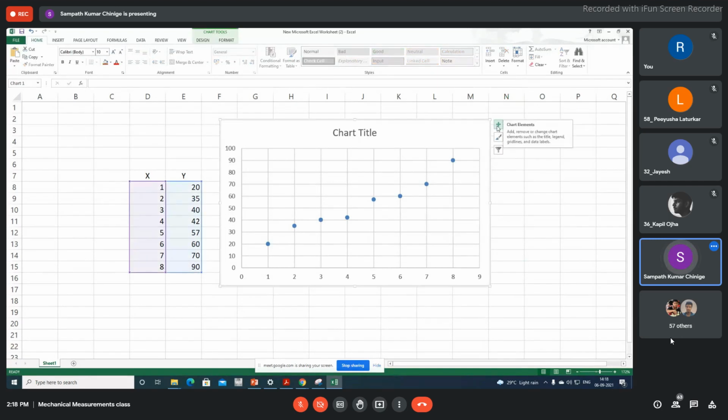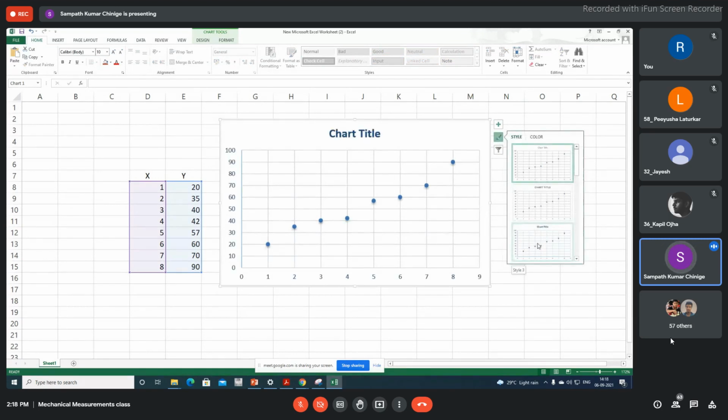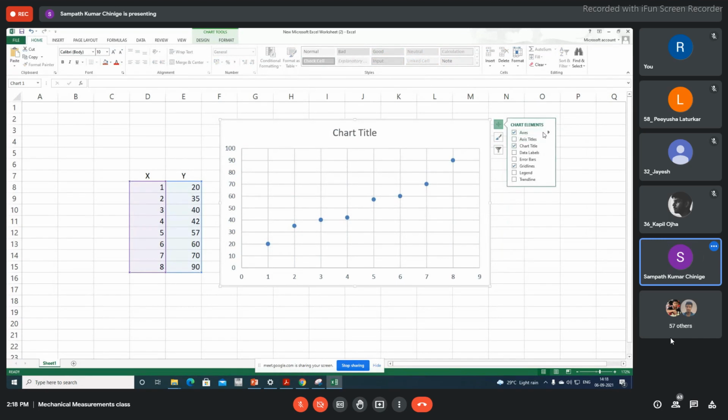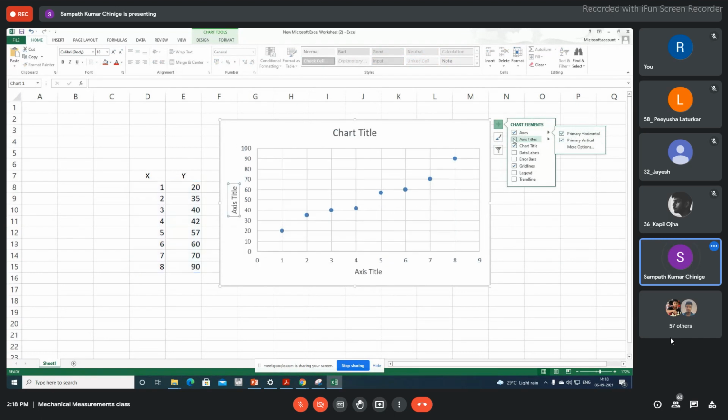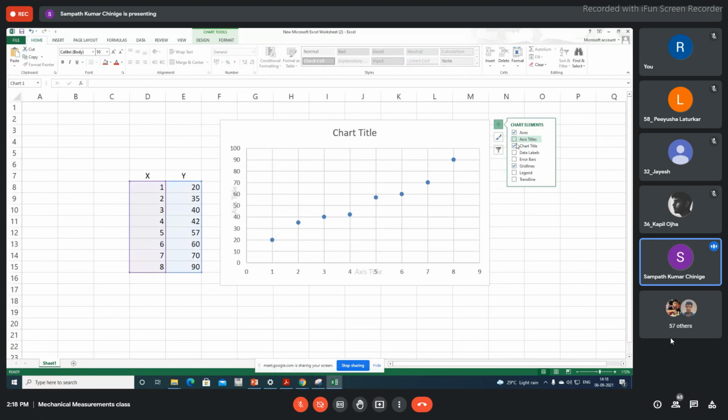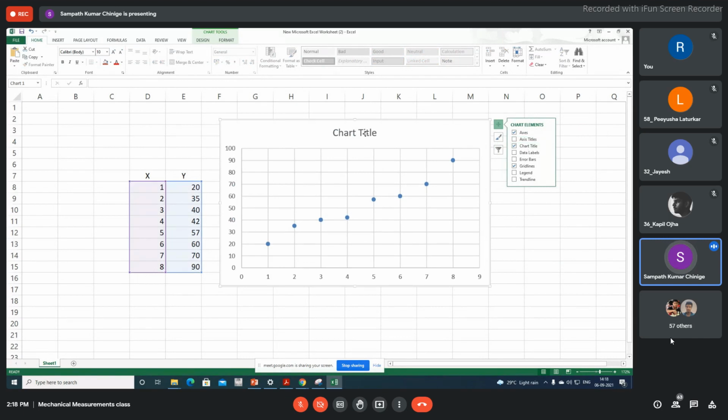Now you can see here chart elements. When you move your cursor over it, just click on it. You got a plus, an edit, and a filter. This is chart styles. You can style it in any way, that means color schemes, whatever you want. But the initial thing is you have axes. You want to put the x-axis and y-axis, primary horizontal, primary vertical. You can show that, and then you can give axis titles, what is x and what is y. Chart title can also be changed.